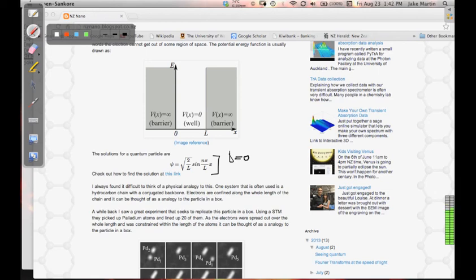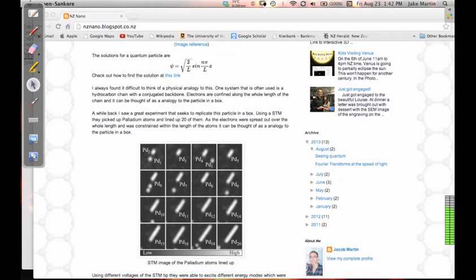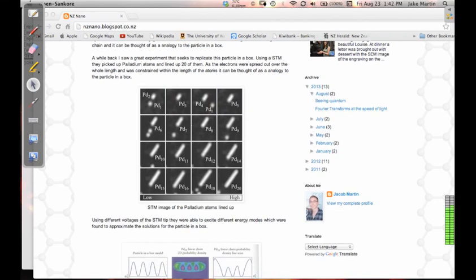So how does the experiment work? The experiment that we are going to look at is when they put together a whole bunch of palladium atoms. They lined up 20 of them, and so you can think about this as the particle in a box. The electrons are attracted to the nuclei, and they can move freely across the whole length, but it's very unlikely that they're going to go past the extent of these atoms. And so this is like the particle in a box.